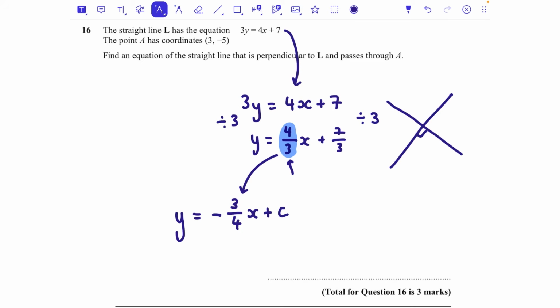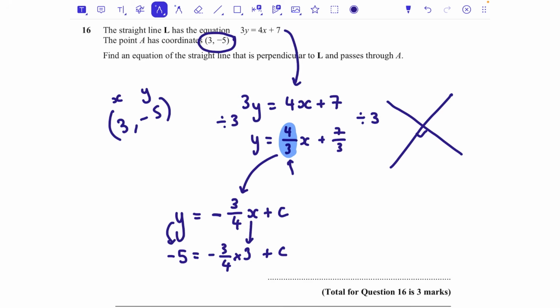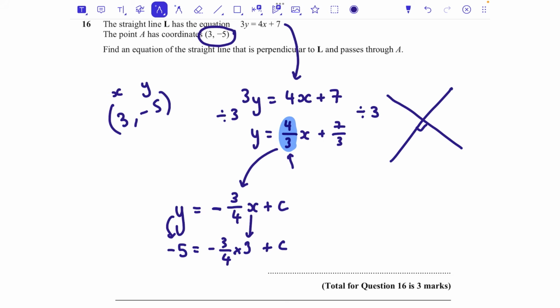We don't know the y-intercept, but we do know that we need to go through this coordinate. Now the coordinate (3, -5) has an x coordinate of 3 and a y coordinate of minus 5. So I'm going to substitute that in to help me here. Minus 5 is minus 3/4 times 3. I've changed the x to be 3 and the y to be minus 5. Minus 3/4 times 3 is minus 9/4. So minus 5 equals minus 9/4 add c. And I'm then just going to add 9/4 to both sides. So minus 5 add 9/4 is going to be minus 11/4.